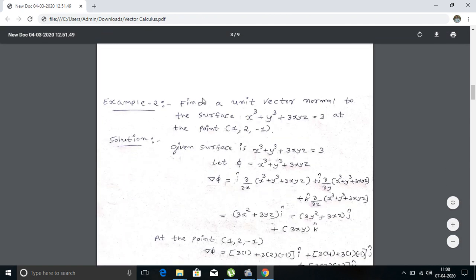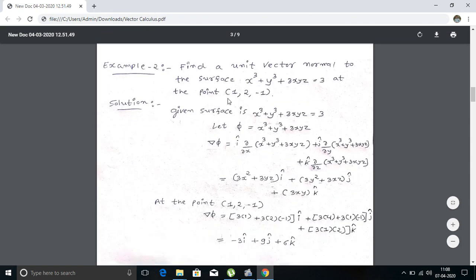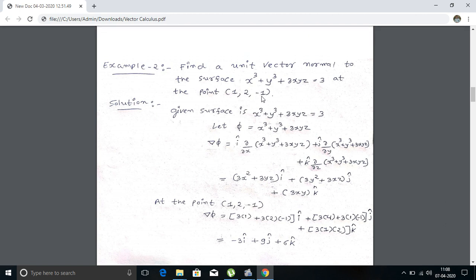Now let us study example number 2. Example number 2: find a unit vector normal to the surface x cube plus y cube plus 3xyz is equal to 3 at the point (1, 2, -1). Here we have to find a unit vector normal to the surface. That means we have to find the normal vector and also the unit vector.